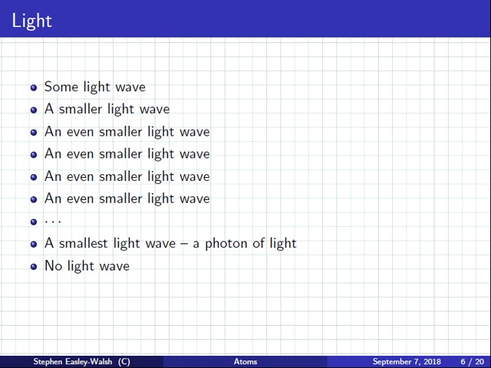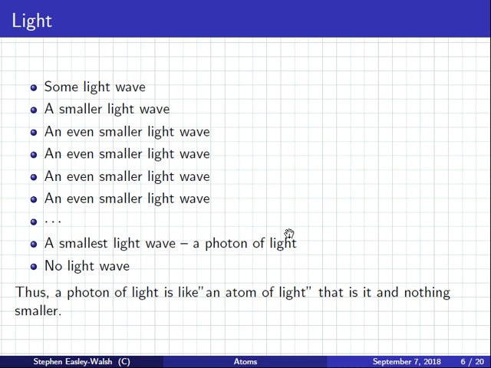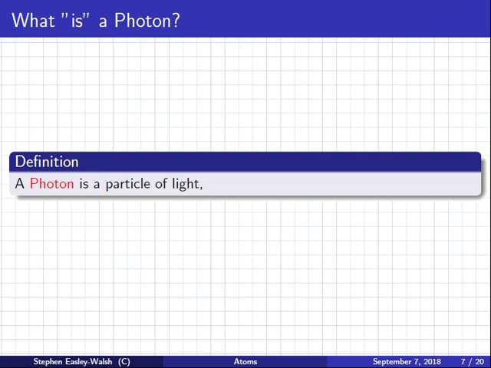Thus, a photon of light is like the atom of light. That is, you can have it and nothing smaller. Okay, good. So, what is a photon? Like, what exactly is it made of? So it's kind of like a particle of light.